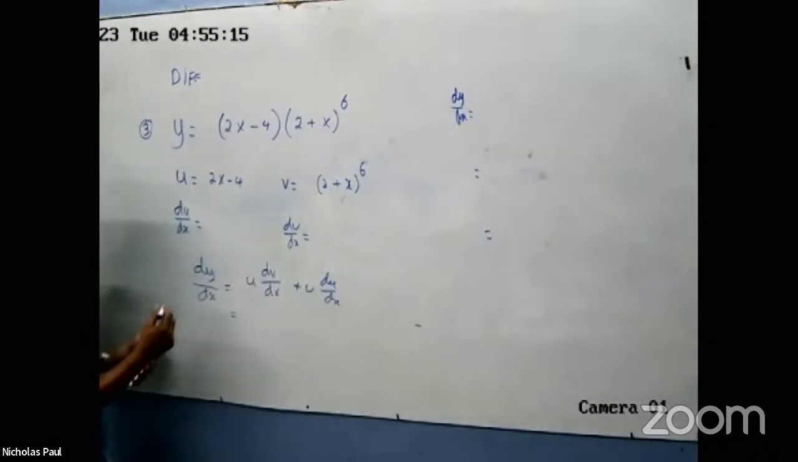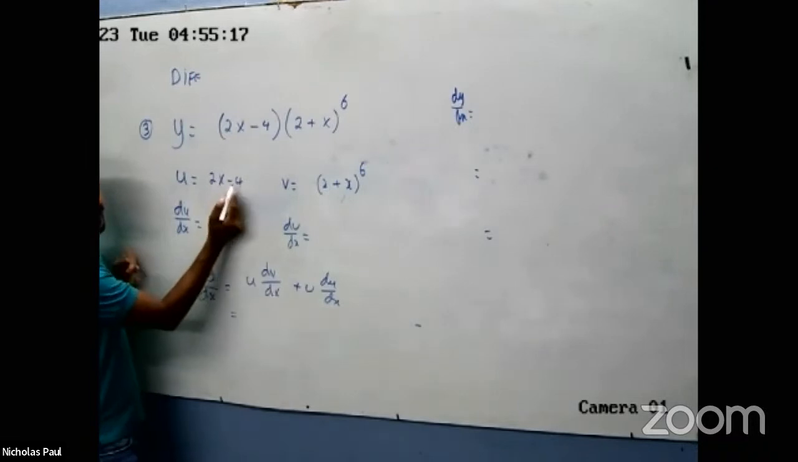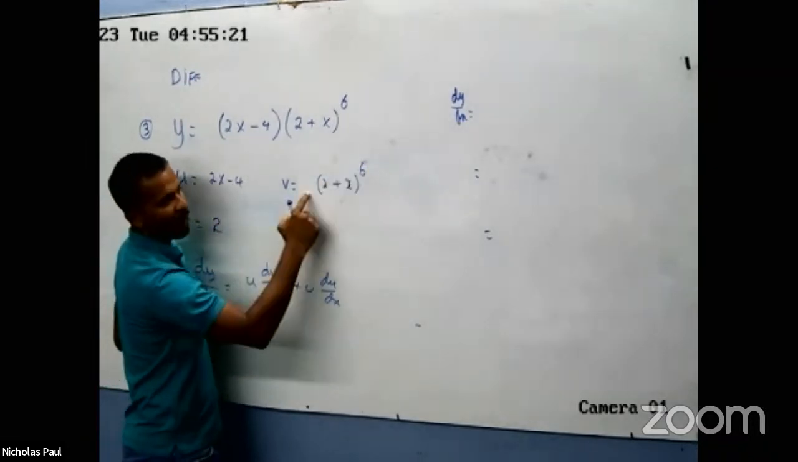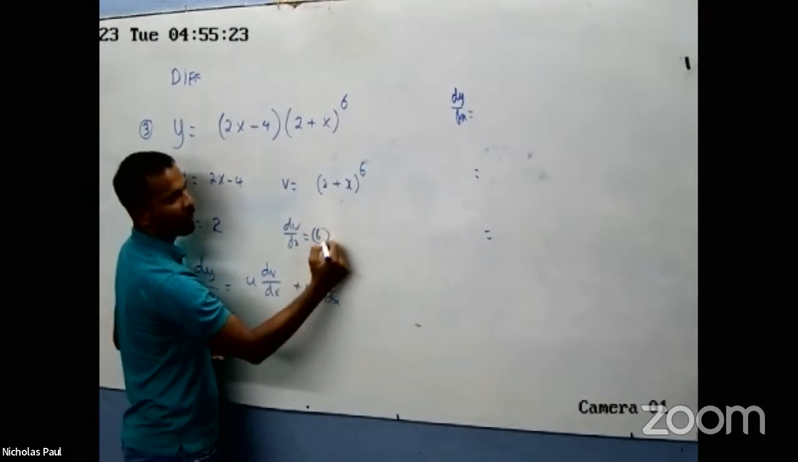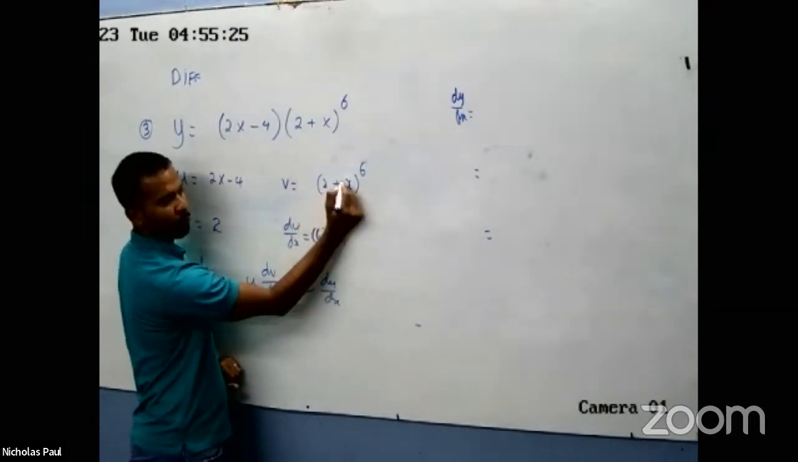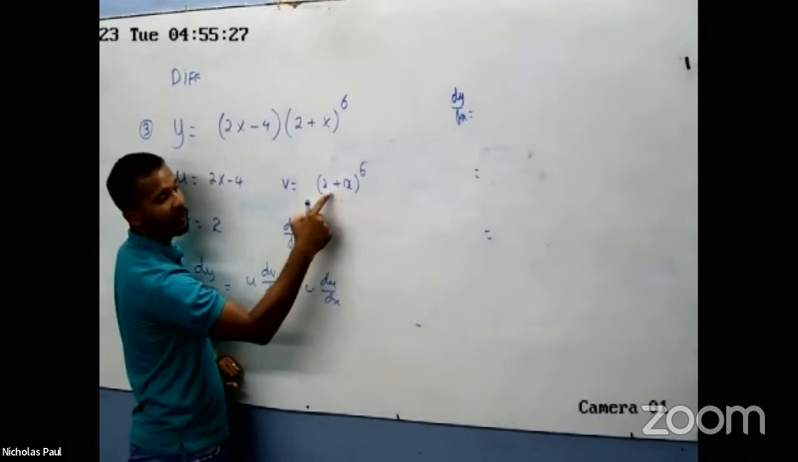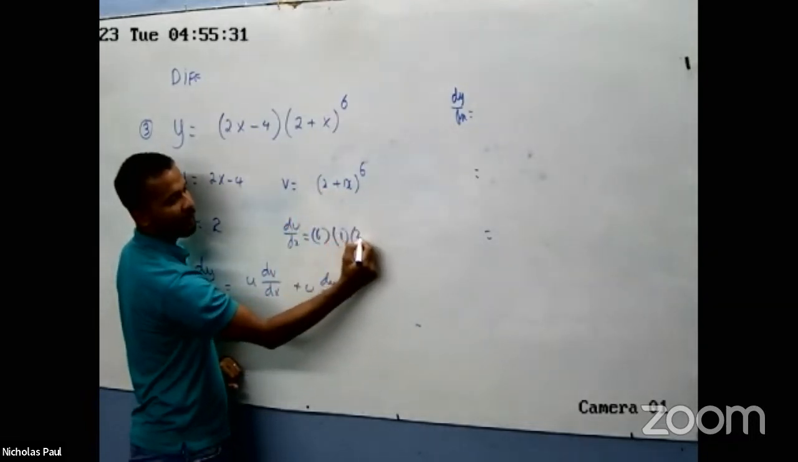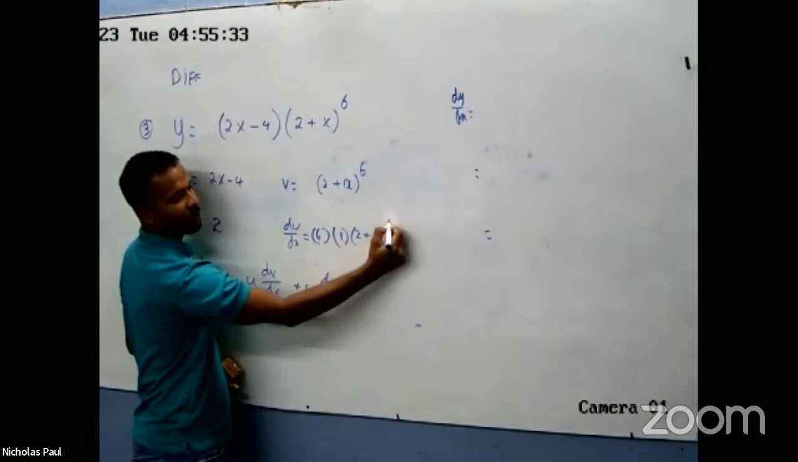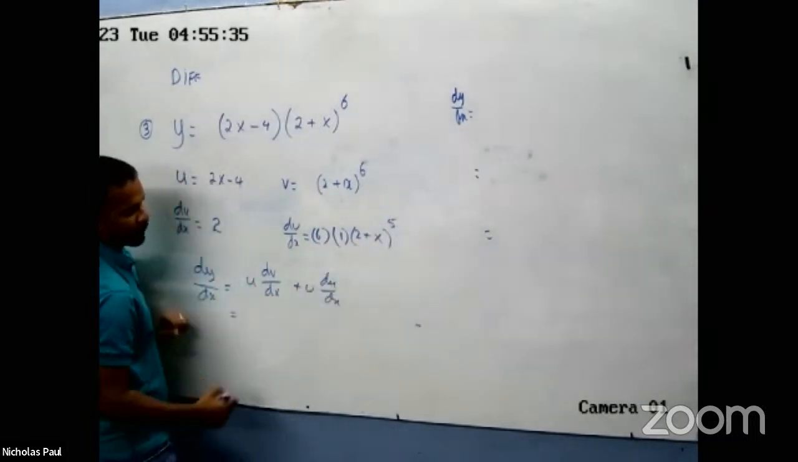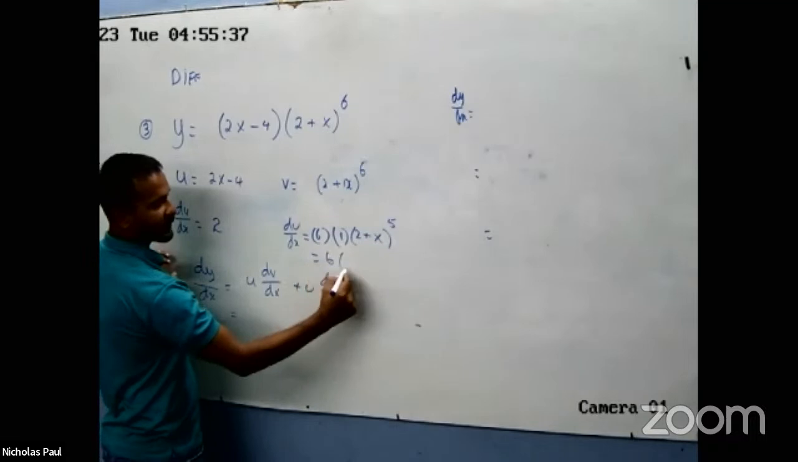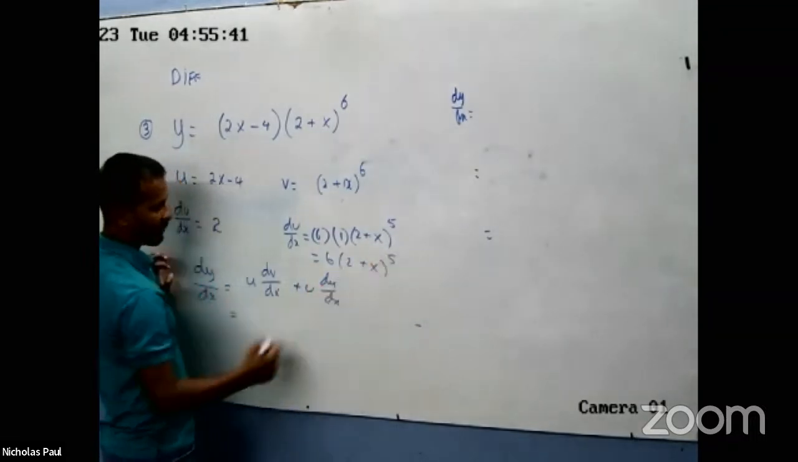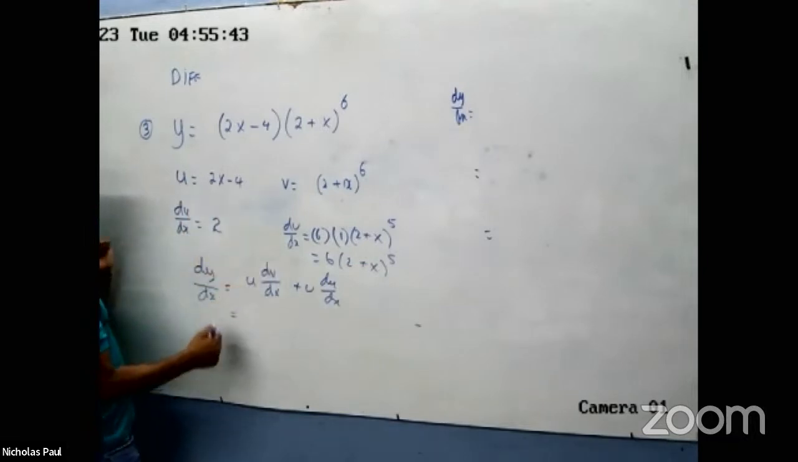So the differential of 2x minus 4 is 2. The differential here, bring down the power. The differential of 2 plus 1x, don't forget that's 1 earlier. The differential of 2 is 0, the differential of 1x is 1. Then write back the brackets and minus 1 for the power. So you'll be left with 6 by 2 plus x to the power of 5. Then plug it in the formula.